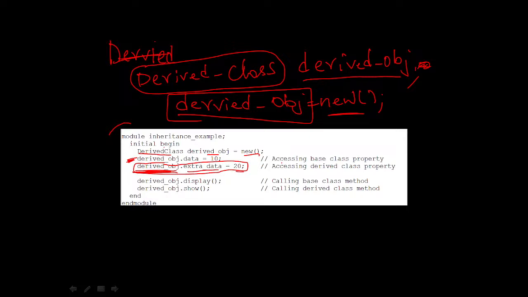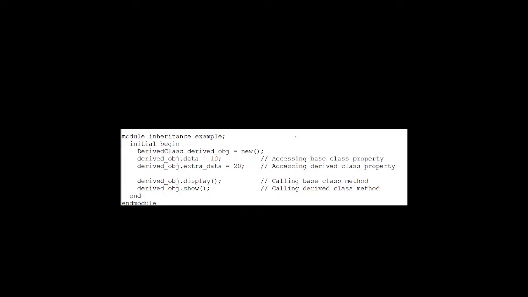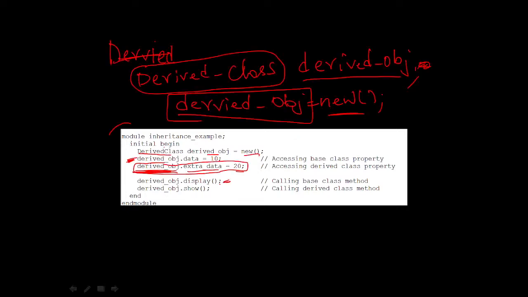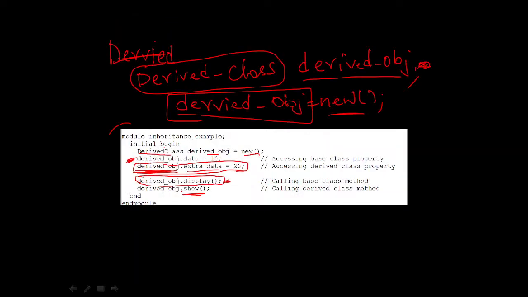So with the help of inheritance, we are achieving this. Now, if you observe, display is a method of the parent class. A function called display is present in the parent or base class. This display method is accessed with the help of the child class handle: derived_object.display. So we are calling the base class method with the child class handle. Show is a child class method only, so we can access it with the child class handle only.